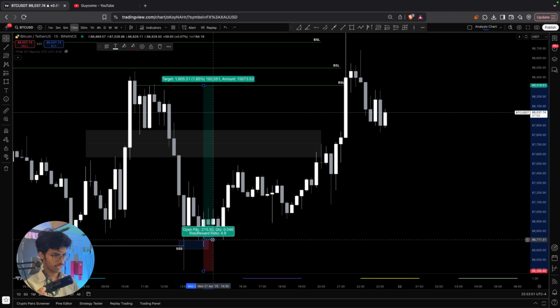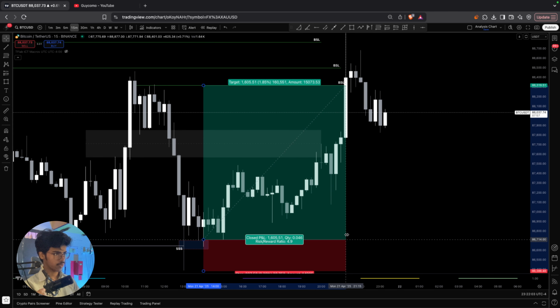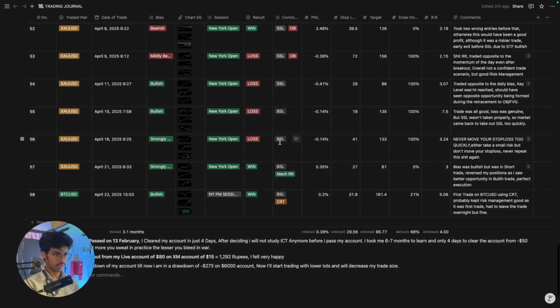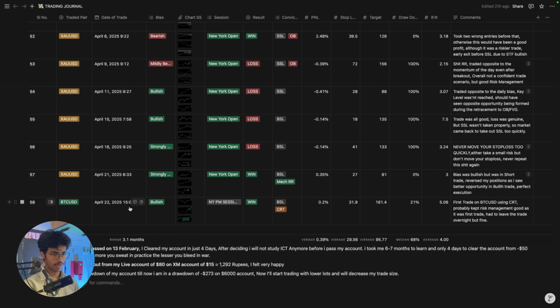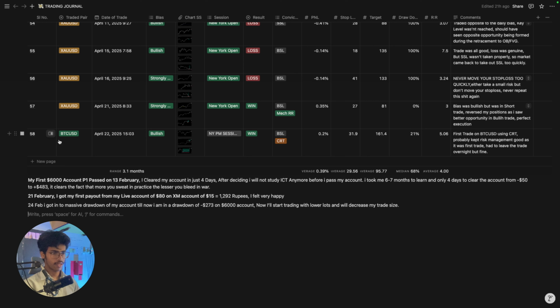So I took this trade. If I show you, this is Bitcoin, April, bullish. I checked the timing, it was 15:03, which means 3 p.m. I took the trade according to this. We are in the New York PM session, and we got a win. Buy side liquidity and the CRT are what I used.